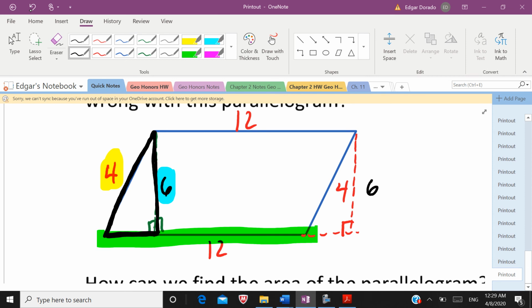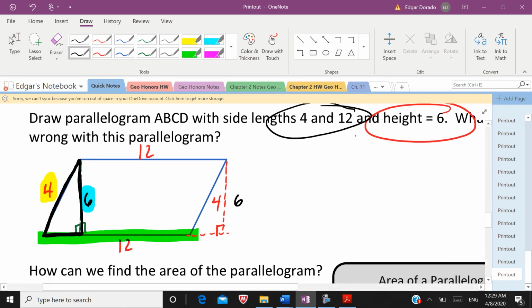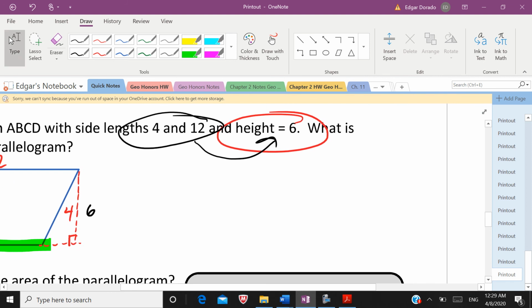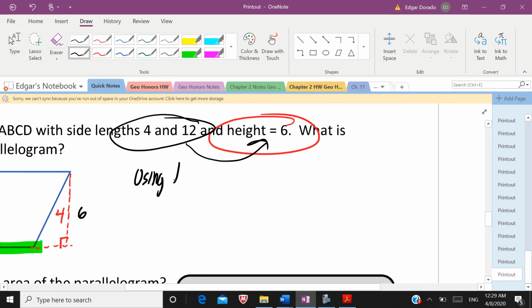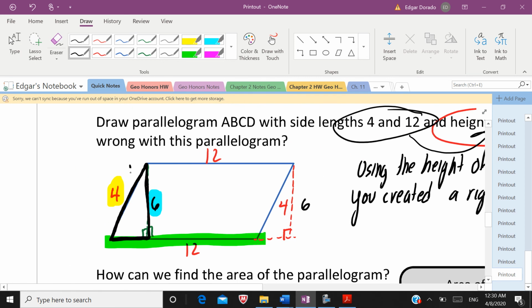Okay, so there is something wrong here, guys. We cannot draw a parallelogram with these dimensions that still gives us a height of 6. So, okay, here's what I'm going to write. I'm going to go ahead and say using the height of the parallelogram, which in this case was 6, you created a right triangle. You created a right triangle right here.